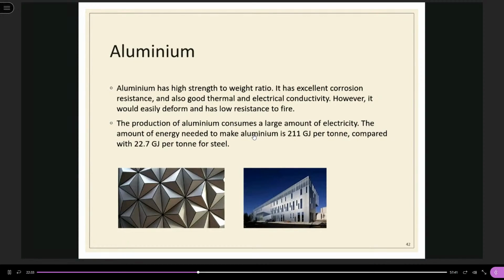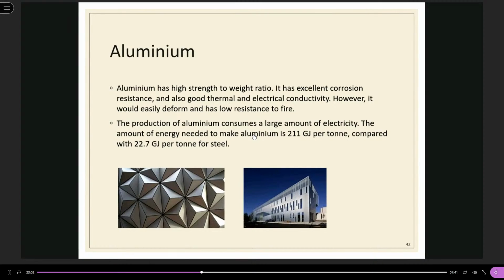The production of aluminium consumes a large amount of electricity. The amount of energy needed to make aluminium is 211 gigajoule per ton, compared to 22.7 gigajoule per ton for steel. So making aluminium is 10 times more energy consuming than steel.